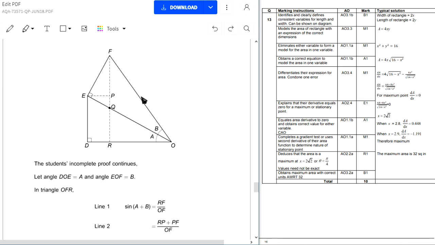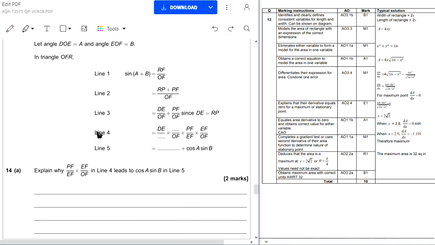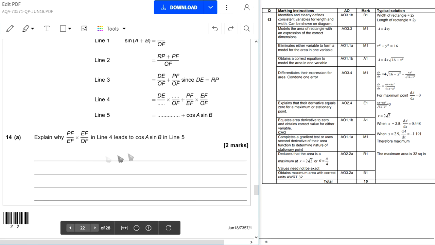Okay. DE over something times something over OF plus PF over EF times EF over OF. Okay. Explain why. That leads to cos A sine B. Okay, so we're looking for what each of these are.